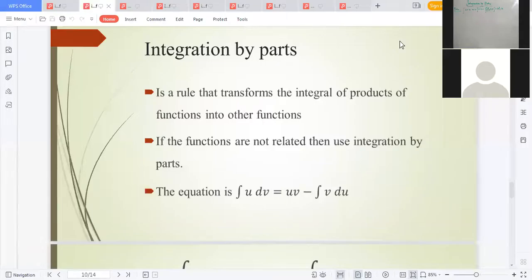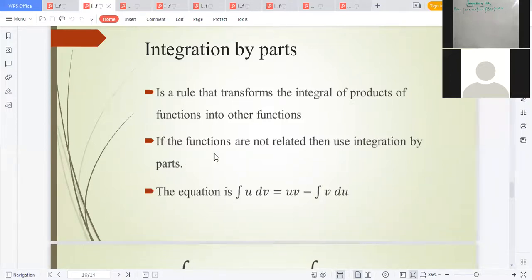Now, another interesting method for finding integrals is integration by parts. This is a rule for finding indefinite integrals. Actually, integration by parts is a rule that transforms the integral of a product of functions into another function. If the functions we have to integrate are a product and are not related, then we have to use integration by parts.